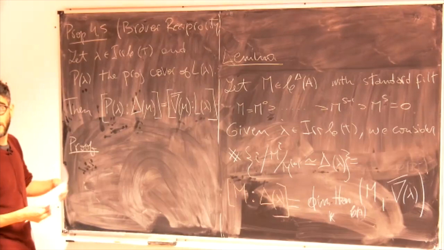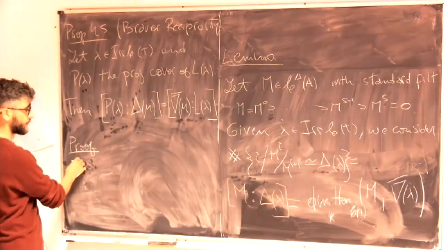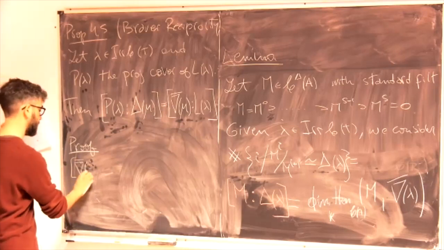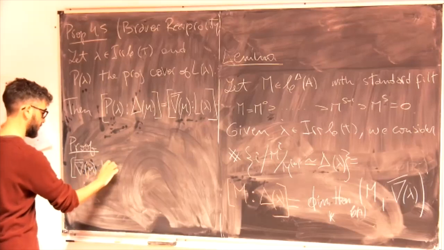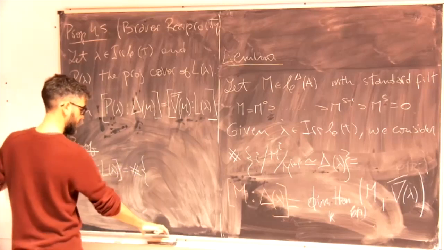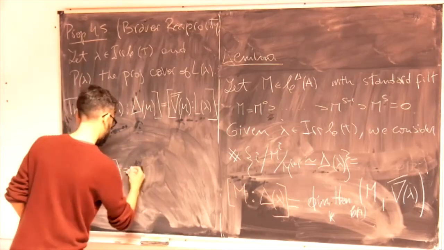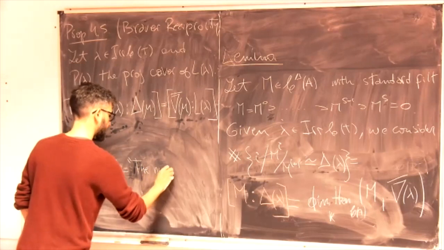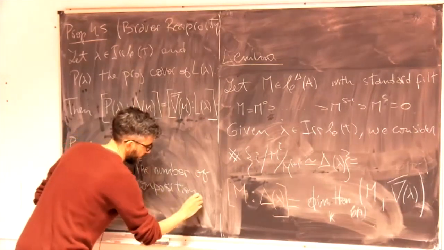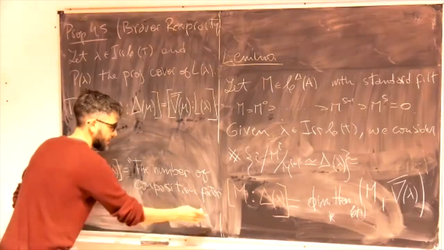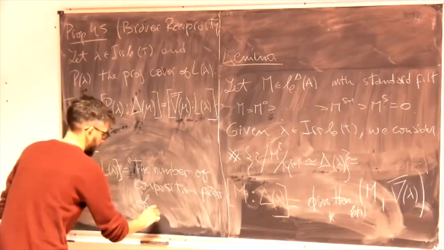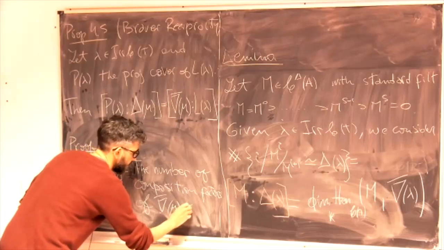Okay, so we will start by this part. I recall that this is the number of composition factors of nabla mu isomorphic to L lambda.